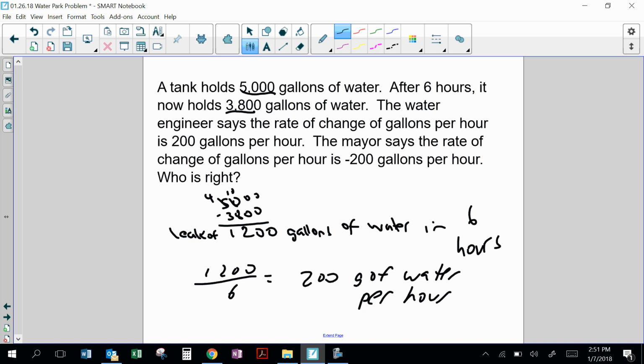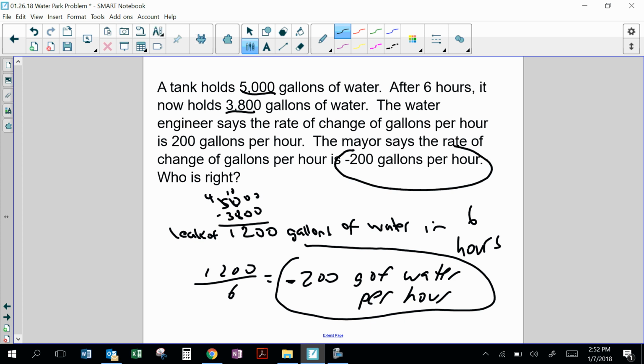So is it changing 200 or is it negative 200? I believe it's negative 200 because it is leaking, so it's a negative rate of change. So negative 200 gallons per hour. You can write that it is leaking 200 gallons of water, or using the number, negative 200 gallons per hour.